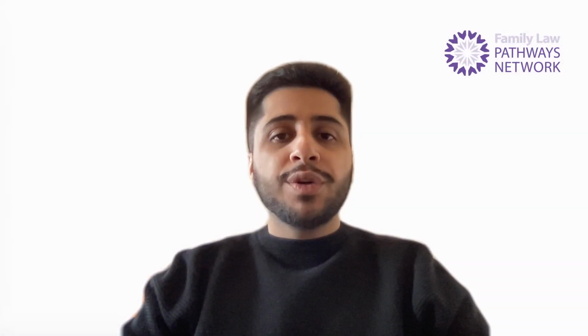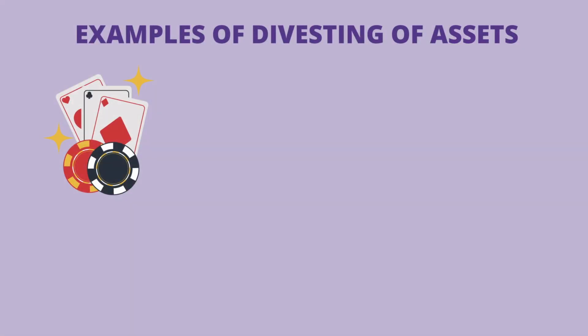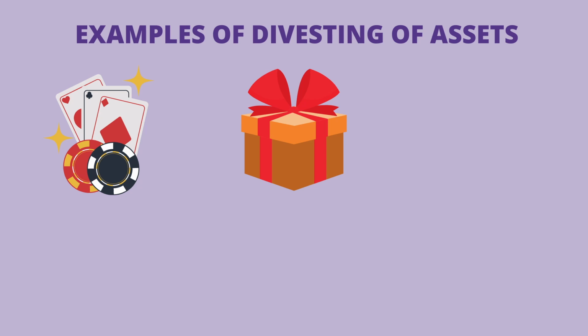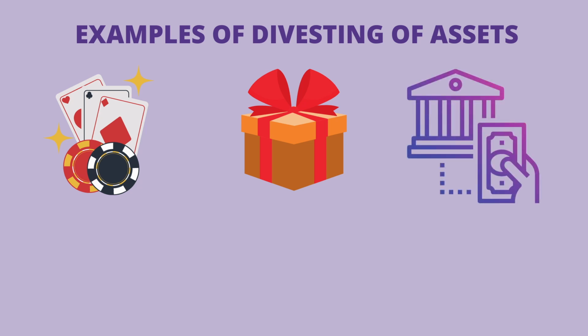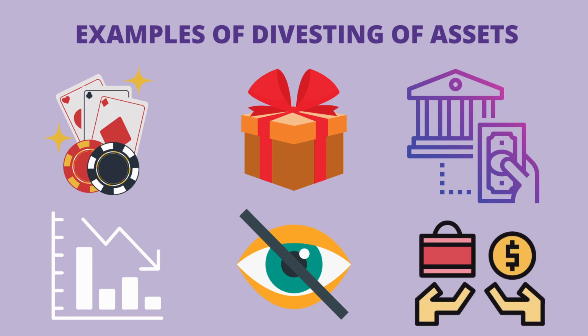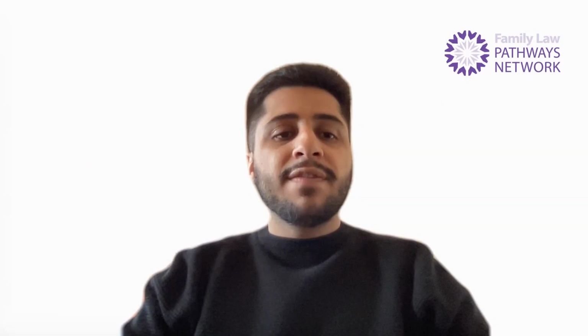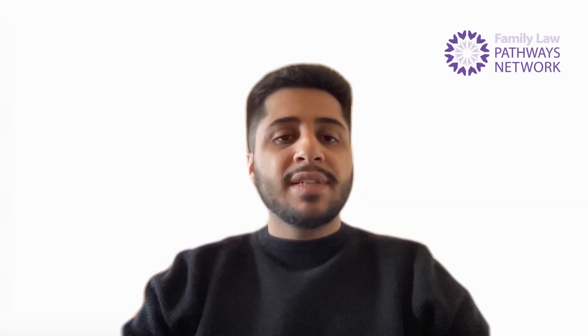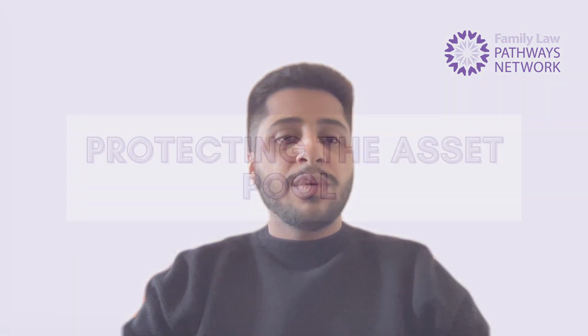A party to a marriage or de facto relationship may engage in conduct that creates complexities that may require adjusting the asset pool. Examples of this type of conduct include gambling, gifting an asset, withdrawing funds from accounts, a party reducing the value of an asset, concealing property from the other party, and selling an asset without the consent of the other party before property settlement. In the event that there has been an improper divestment of assets, it may be possible that the value of the asset is added back into the asset pool.